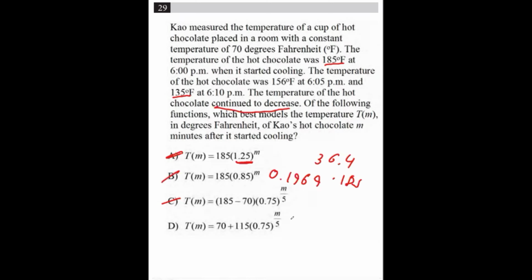And then for answer choice D, if we do M equals 10, 10 over 5 is 2, so 0.75 to the second power times 115 is 64.69 plus 70, which is 134.7, which is approximately 135. So correct answer is D.